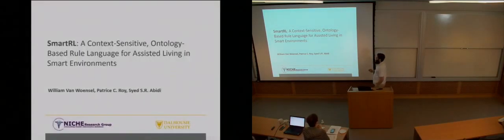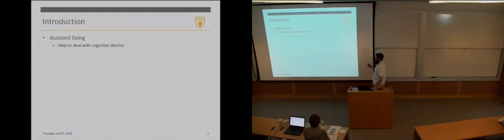I'm here to give a presentation about the paper that I published at this conference, which is called SmartRL, Context-Sensitive Ontology-Based Rule Language for Assisted Living in Smart Environments. So, assisted living, that's the context in which this talk will take place.